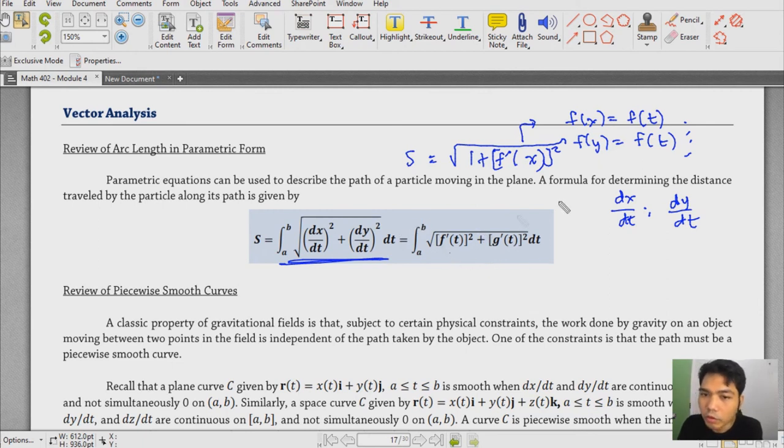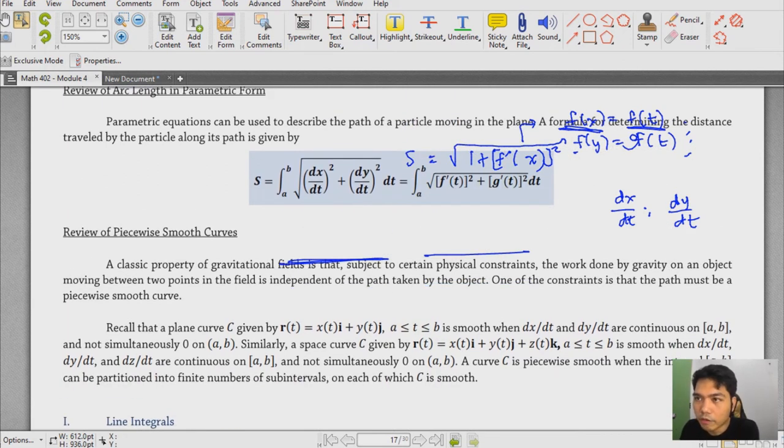Which, of course, instead of using f of x, you'll be getting f of x in terms of f of t, and then f of y in terms of f of t, which is gawin natin ng g of t. So, ito yung expression natin na bago, unlike before, na meron lang tayong f of x. So, yun lang yun. That's the concept of our arc length turned into a parametric equation.